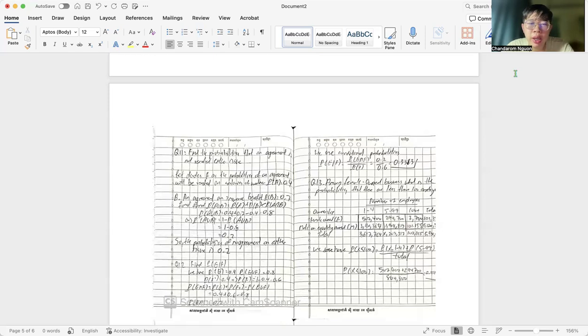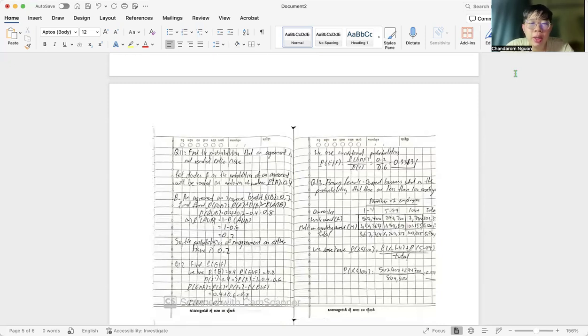Before we can find the probability of no agreement on either issue, P prime of A or B, we need to find P of A or B, which is P of A plus P of B minus P of A and B, which is equal to 0.5 plus 0.7 minus 0.4, equal to 0.8.